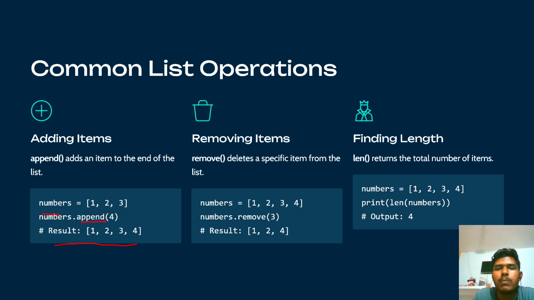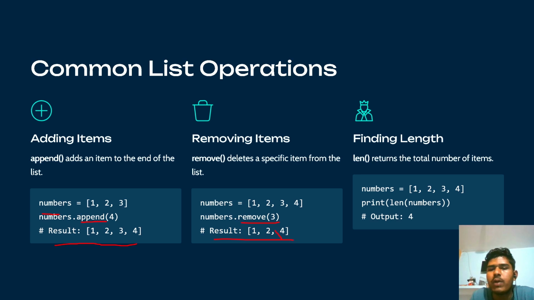Okay. For removing items, we use remove. It deletes a specific item from the list. Like the example is numbers is equal to 1, 2, 3, 4. Numbers remove 3. The result is 1, 2, 4. For deleting a specific item from the list, we use remove. So the remove value is 3. Then the value 3 is deleted.